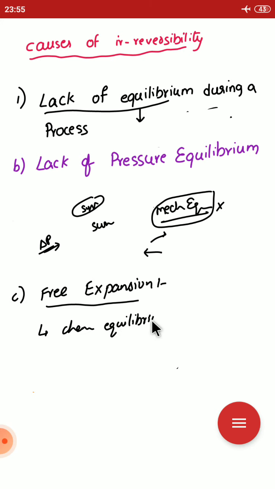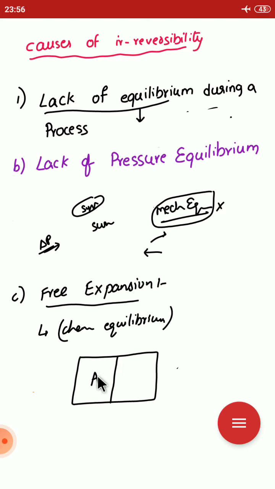This comes under the category of the lack of chemical equilibrium. Let us consider an isolated container, which is divided into two compartments, compartment A and compartment B. These two compartments are separated by a diaphragm.